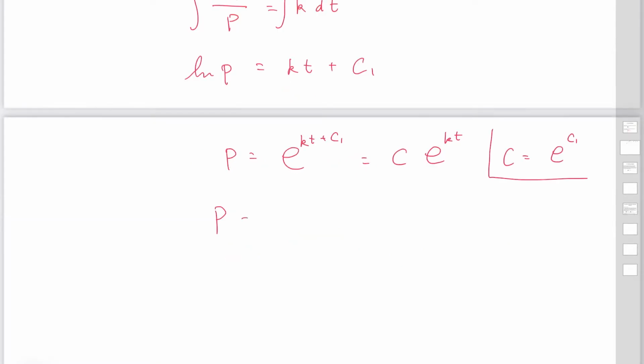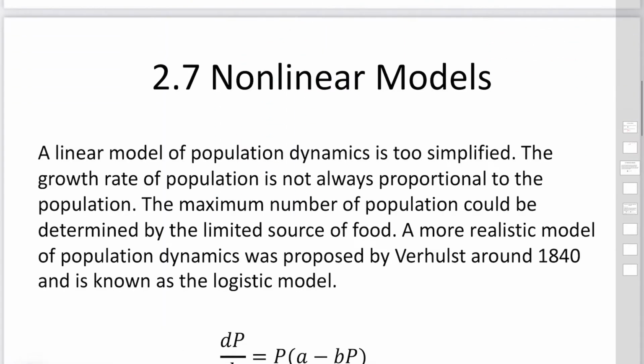Population is expressed as C exponential kt, with the two unknown constants C and k. To determine these two unknown constants, we need two conditions. This is a linear model to simulate the growth rate of populations.